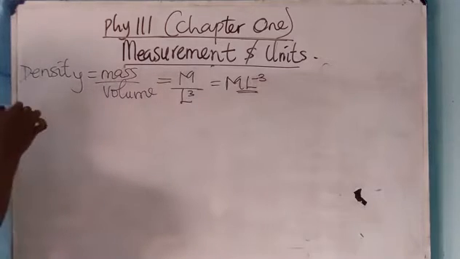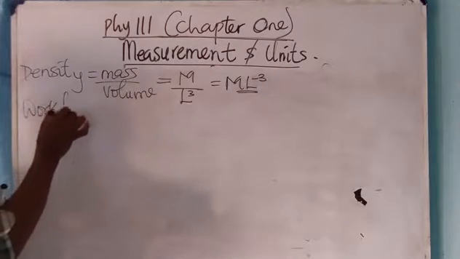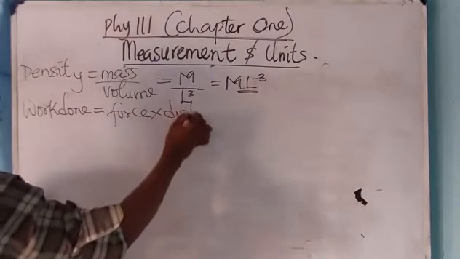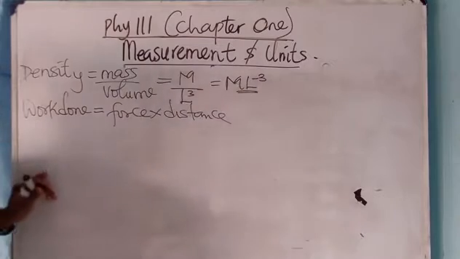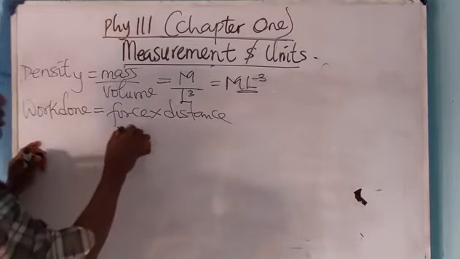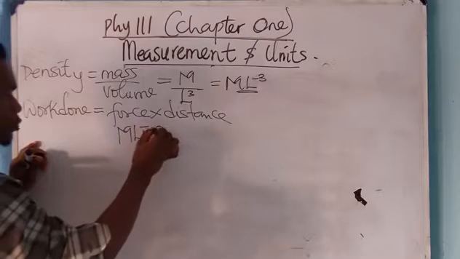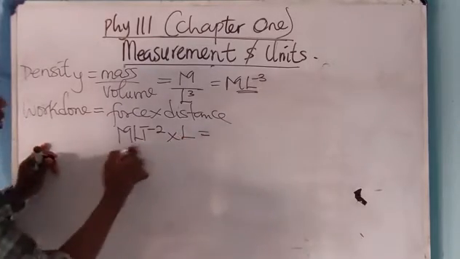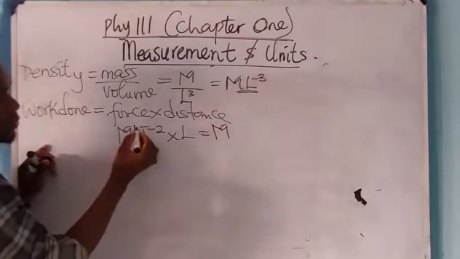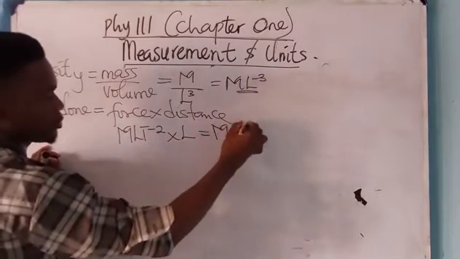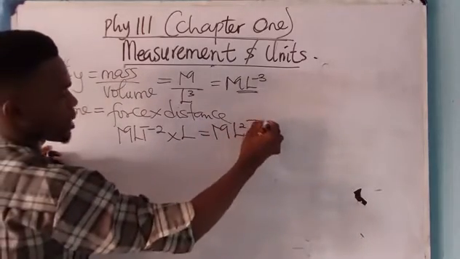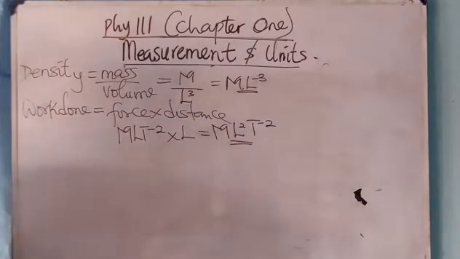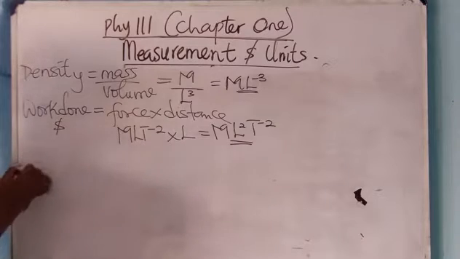That is the dimension. Now, what about work done? Work done is force times distance. Which means that force is MLT minus 2, then times L. That is distance, you know. So this L, there's an invisible plus 1, that becomes L2. Then you now have T minus 2. So work done is ML2 T minus 2. Now, work done has the same dimension as moment.